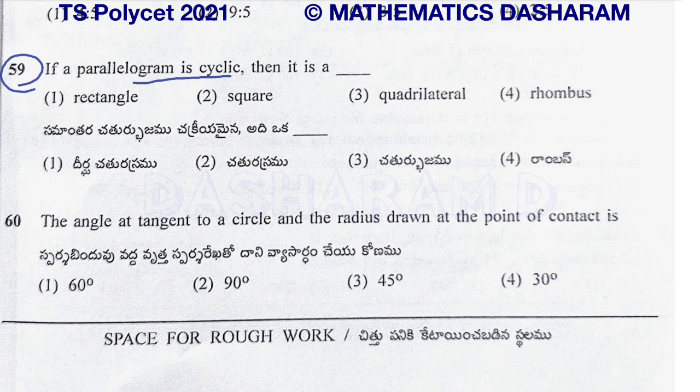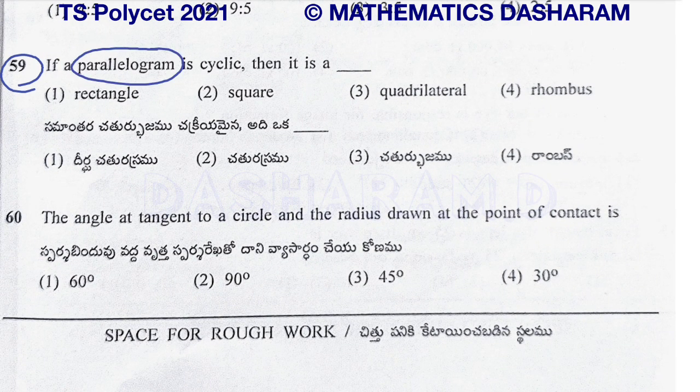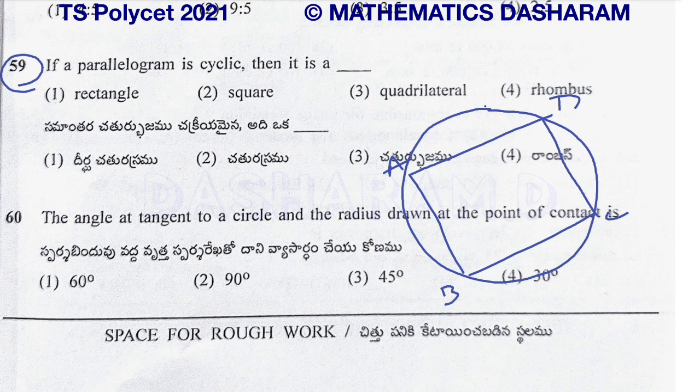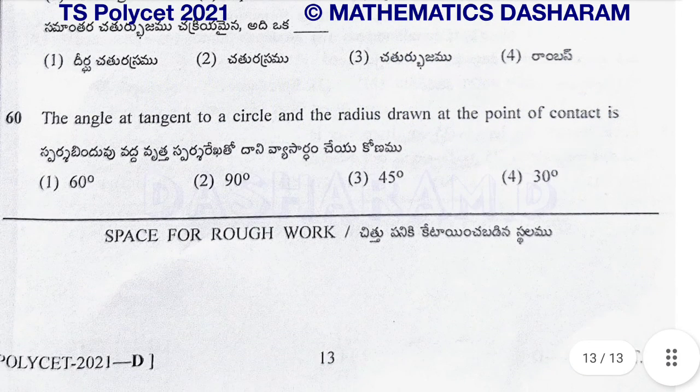If a parallelogram is cyclic, then it is a... Parallelogram is cyclic, meaning the vertices of a parallelogram lie on the same circle. So here is a circle. Here the four vertices will lie on the circle. It is called a cyclic parallelogram. This cyclic parallelogram becomes a rectangle. So option 1 is correct. Next, question number 60.